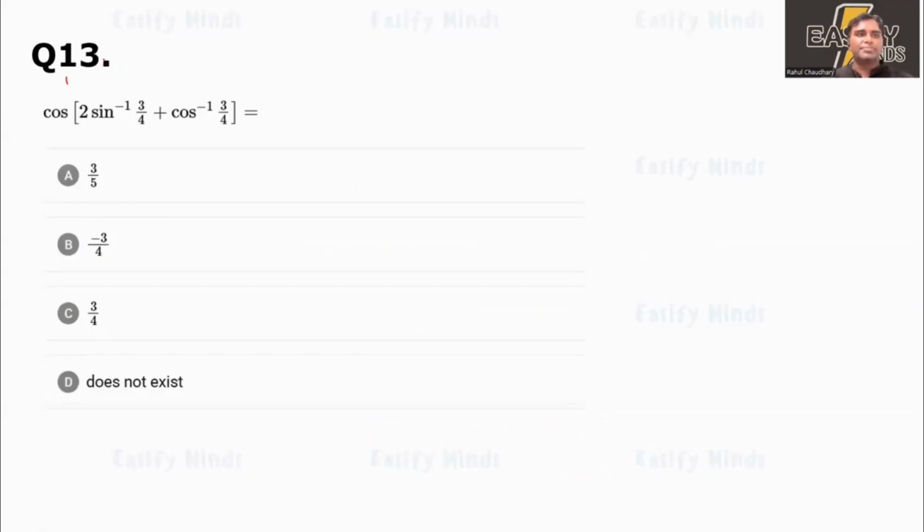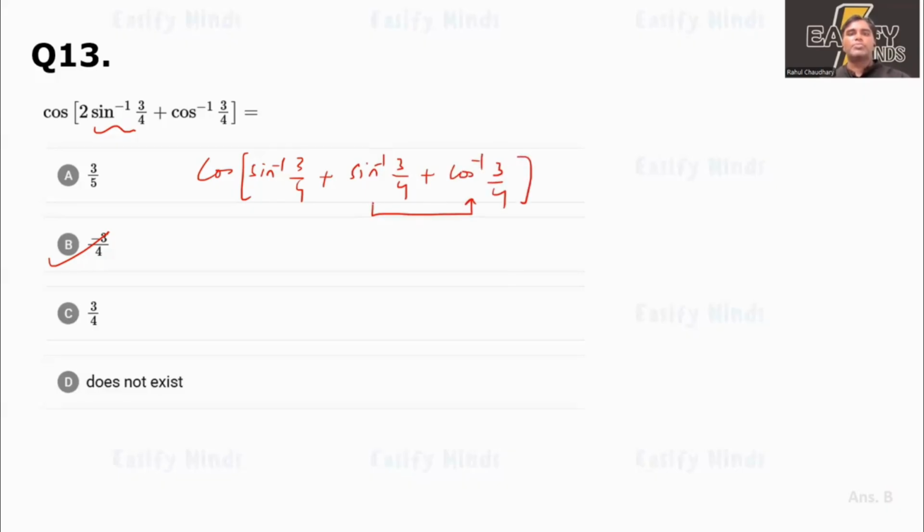Let's come to 13. Cos of 2 sin inverse 3 by 4 plus cos inverse 3 by 4. Now let's see how to solve this one. This is 2 sin inverse, so I will write it as sin inverse 3 by 4 plus sin inverse 3 by 4 plus cos inverse 3 by 4. Now we know that cos inverse x plus sin inverse x is how much? Pi by 2, because the value is the same. So it is cos of pi by 2 plus sin inverse 3 by 4.